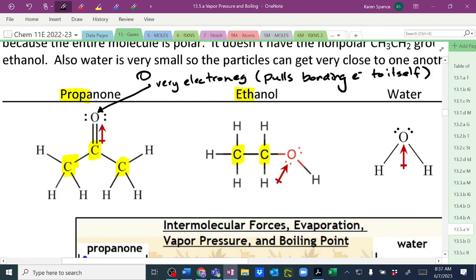Okay, and that means that the oxygen is going to be slightly, and if you remember how to draw the little Greek lowercase delta, the oxygen will be slightly positive or negative? Negative. And that means that the carbon here will be slightly positive.